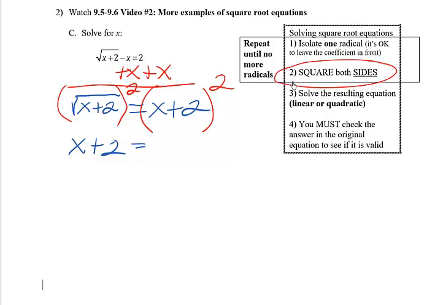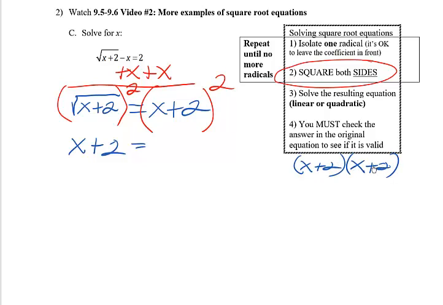Step 2 does not say square each piece. I'm not going to square this x and square this 2. That's incorrect. I have to square the entire side. And the thing is, exponents do not distribute to addition problems. What does it mean to square x plus 2? Well, let me go off on the side, do a little scratch work. It means multiply it by itself.